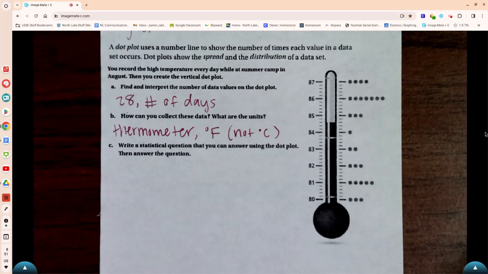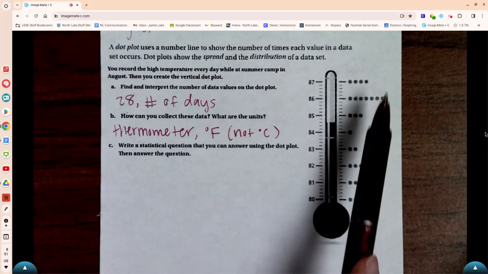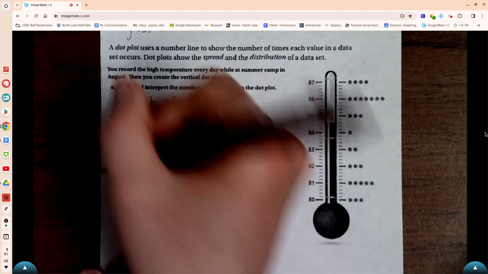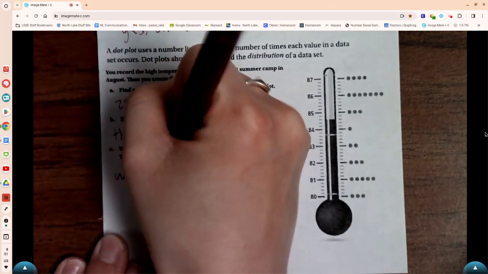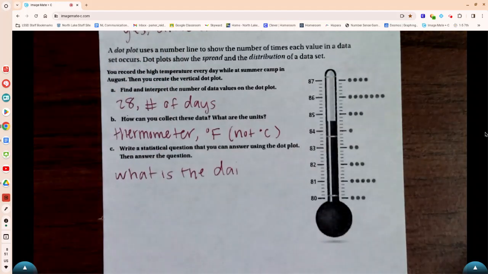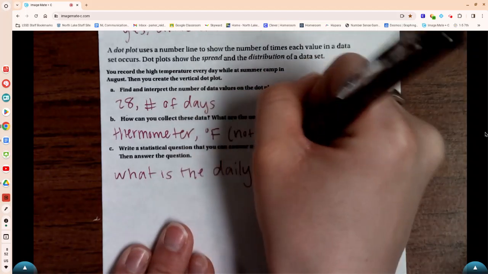If I say just what is the highest temperature, there is an answer, right? If I say the highest temperature overall was 87. But if I say what is the daily high temperature, that was different every single day. So that is a statistical question. So I'm going to say, what is the daily high temp at camp? You can get table 3 up. Oh, here you go.